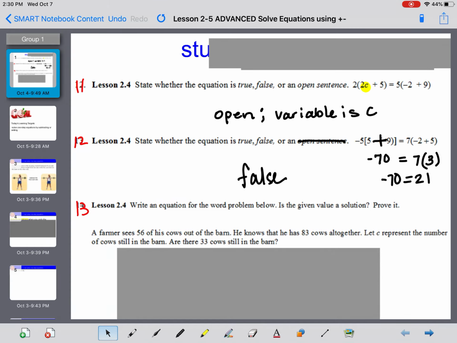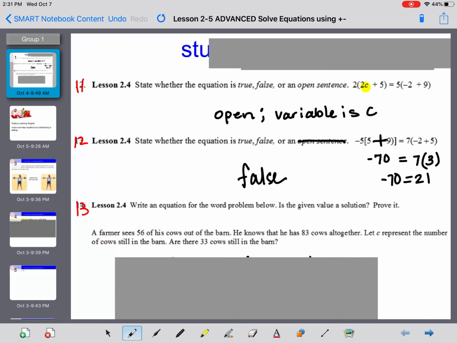The last question of our study guide is about a farmer who sees his cows have gotten out of the barn. He sees 56 of his cows out of the barn. He knows that he has 83 cows altogether. Let's see, represent the number of cows still in the barn. Are there 33 cows still in the barn?